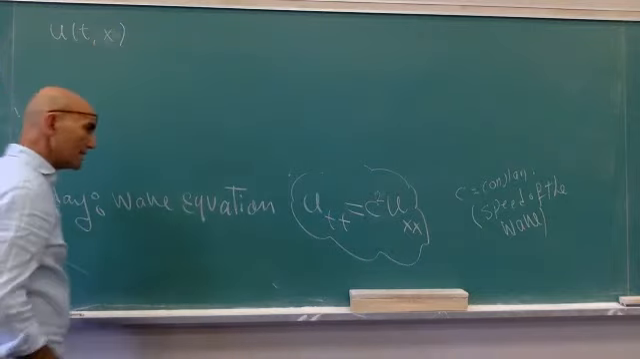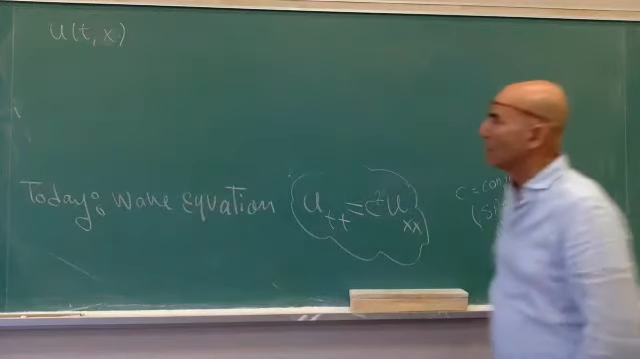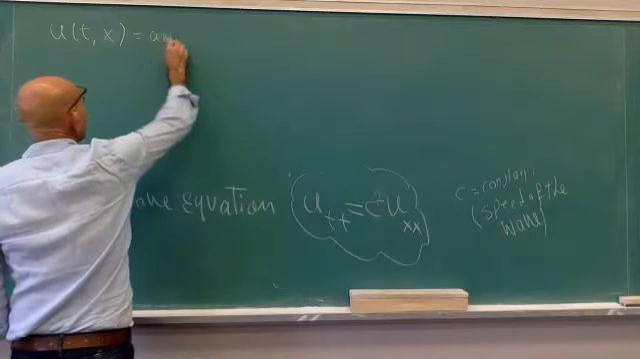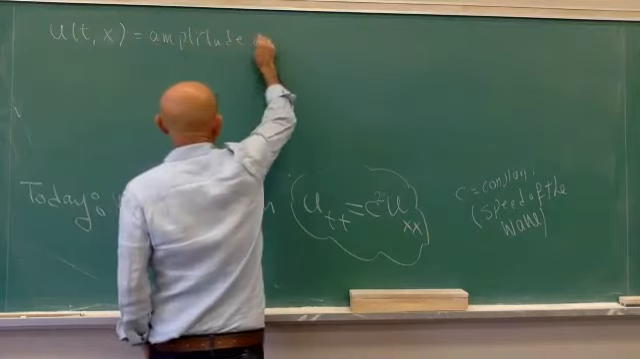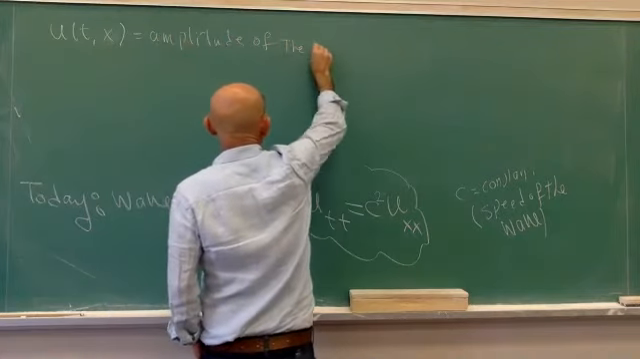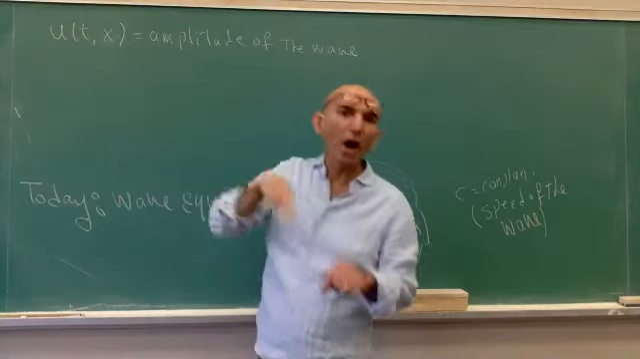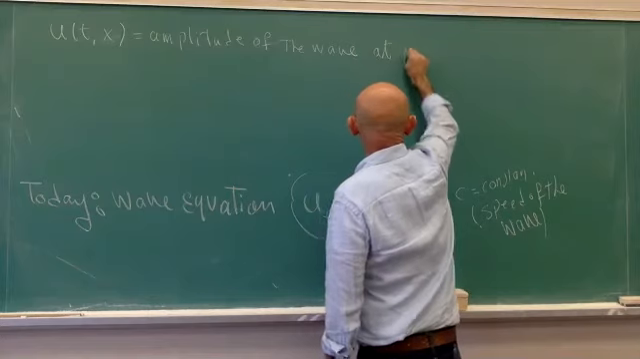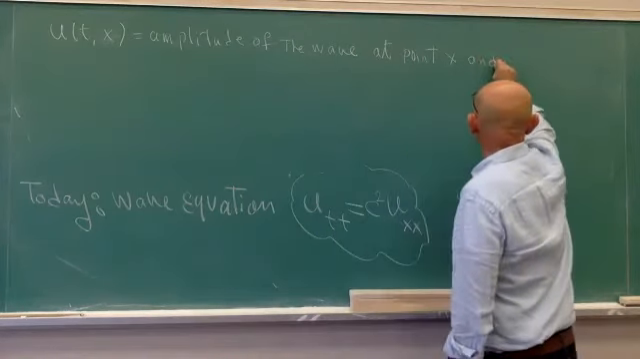So what this U says, U is the kind of amplitude of the wave at point X and time T, right? At point X and time T.